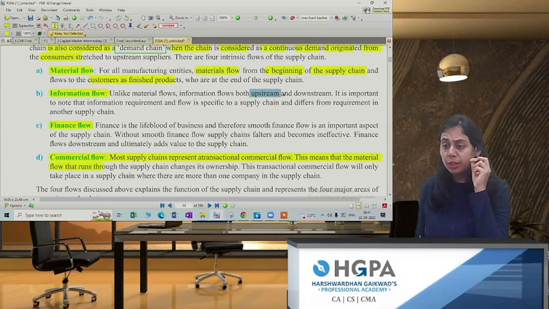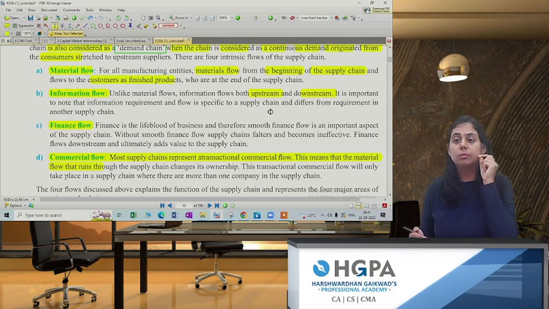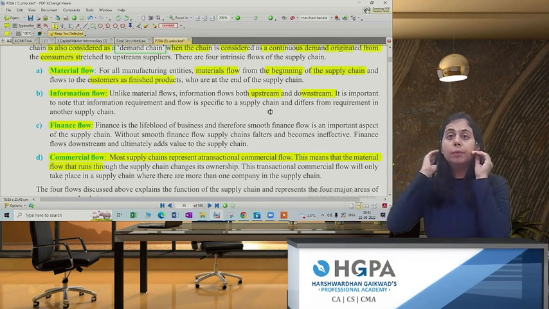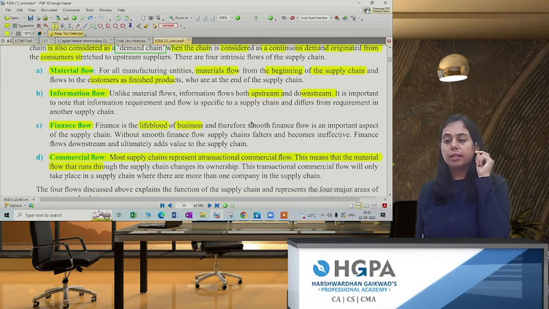Information flow will always be both ways. It can be upstream, it can be downstream. Why? We will also get the information from the customer whether the customer is happy with the product or not. And it is important that there is a perfect flow of information. Financial flow means what? If the truck is ready with the raw material but we are not ready to pay, the truck will not give us that raw material. It will not unload the material. So finance is the lifeblood of the business and therefore smooth finance flow is a very important aspect of the supply chain. And then comes the commercial flow.